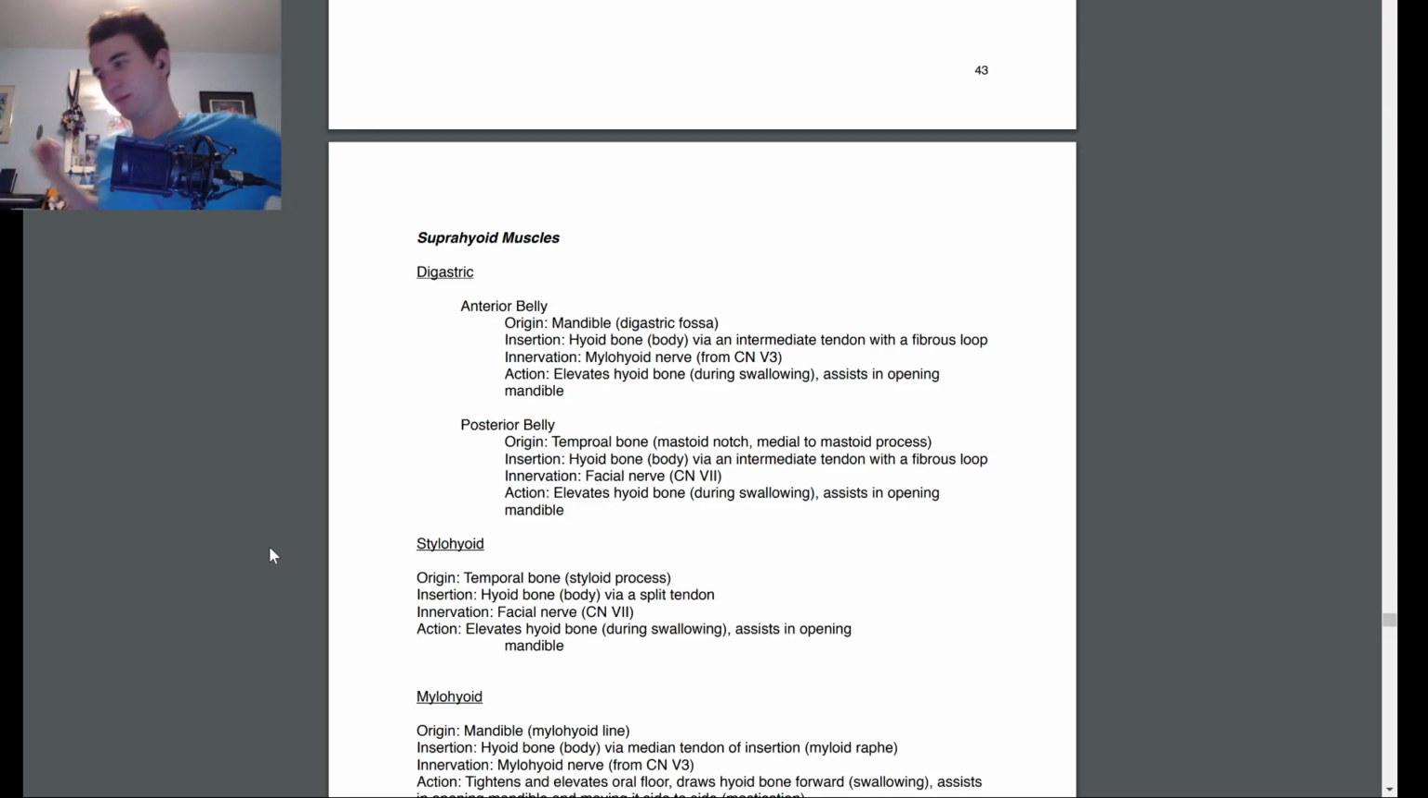Okay. We're doing great. Alright, so we have the suprahyoid muscles. So starting with the digastric. The anterior belly originates at the mandible, the digastric fossa. It inserts at the hyoid bone, the body, via the intermediate tendon with a fibrous loop. It is innervated by the mylohyoid nerve from cranial nerve V3.